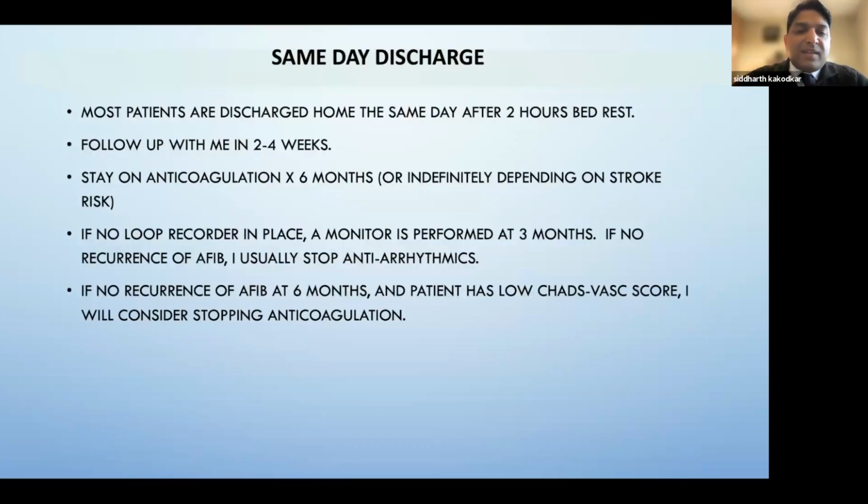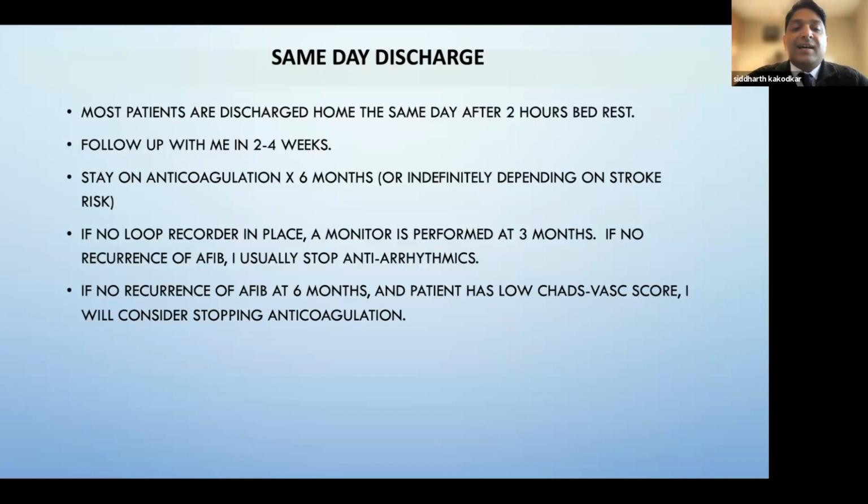Some more benefits of this method of ablation is that these patients are discharged home the same day after 2 hours bed rest. The actual time we're ablating in the left atrium is usually about 30 to 40 minutes. They'll usually follow up with me in 2 to 4 weeks. I tend to keep the patient on blood thinners for about 6 months, depending on their stroke risk.